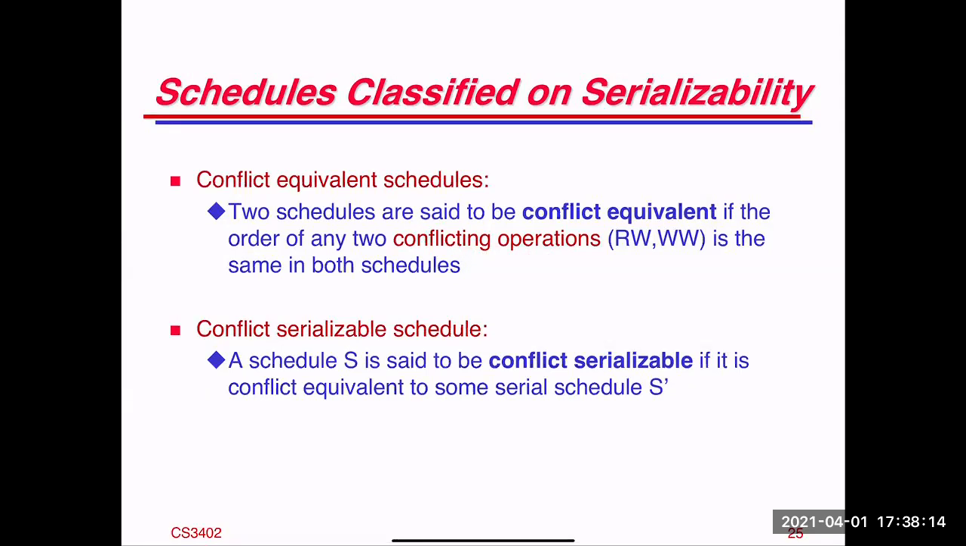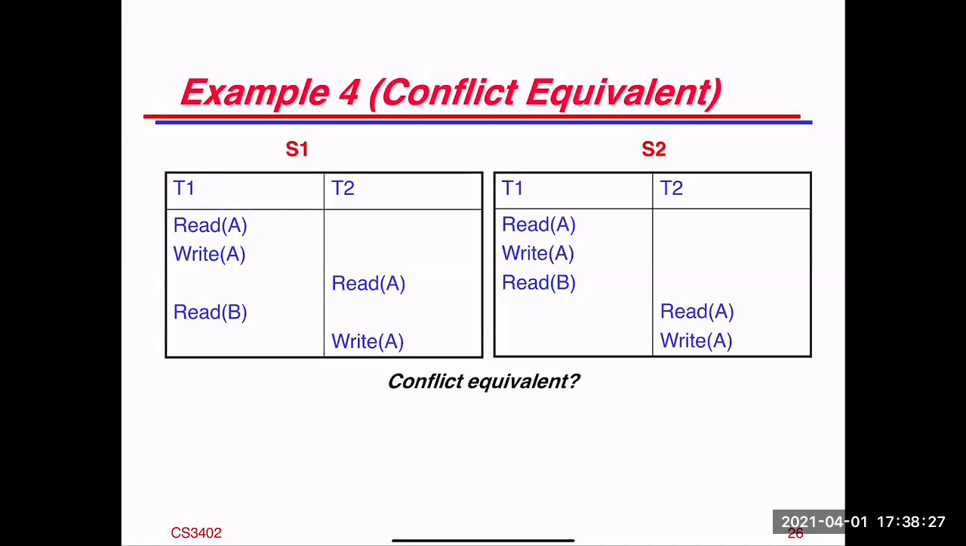And now a schedule is conflict serializable if it is conflict equivalent, according to this definition up here, to some serial schedule. Okay, so let's look at some examples here. And maybe I can run a quick poll on that.